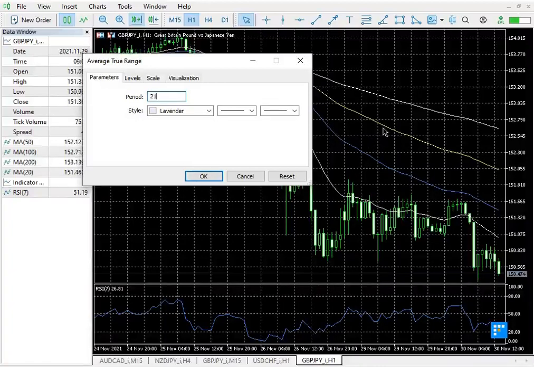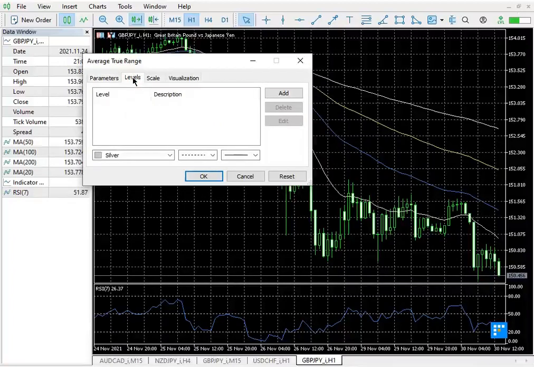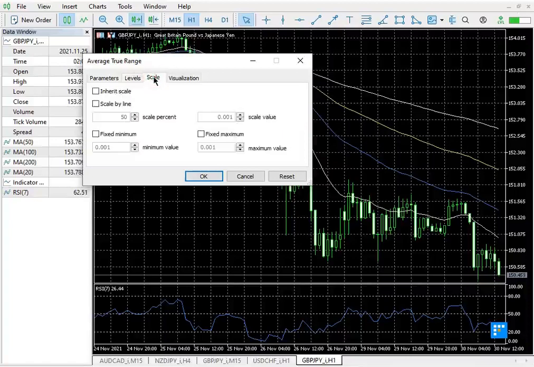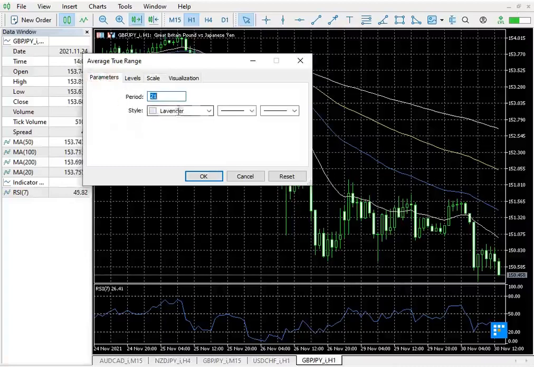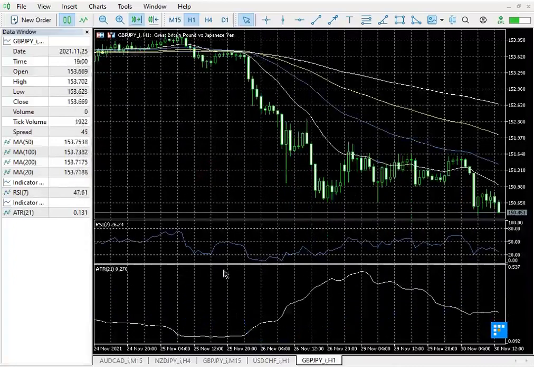So I think the only thing I do here is change the color, change the period. So let me just say okay, and notice it adds the ATR beneath the RSI. Can you see that? The ATR is added under the RSI. What this ATR chart is telling you is that the ATR was low here, then suddenly it was rising. And then later the ATR was going down.